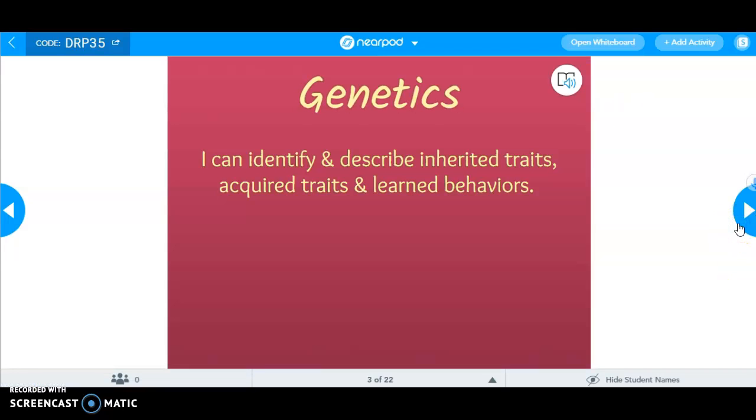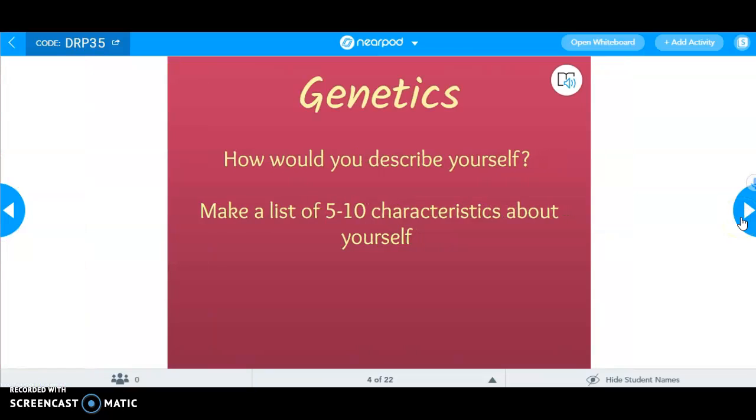The main reason why we need to do this, and you always have your I can statements as you start a new unit. Hopefully by the end of all this, you can identify inherited traits, acquired traits, and learned behaviors. And you can be able to tell me whether, when I give you a very specific thing, if it came from the parent or if it came from the environment.